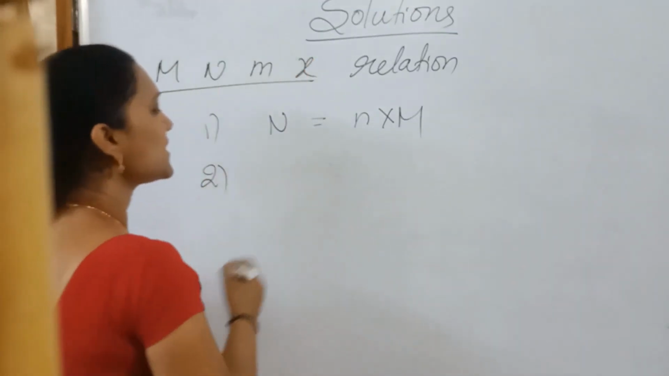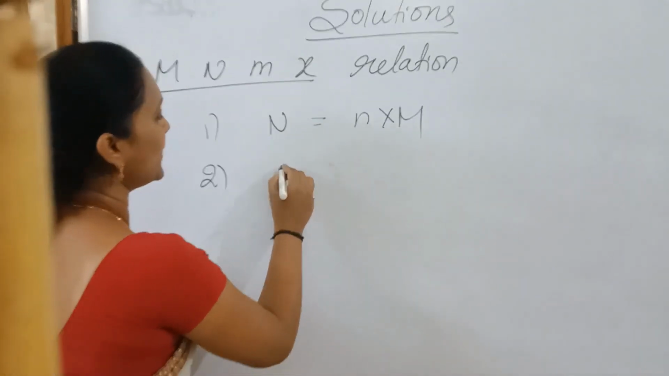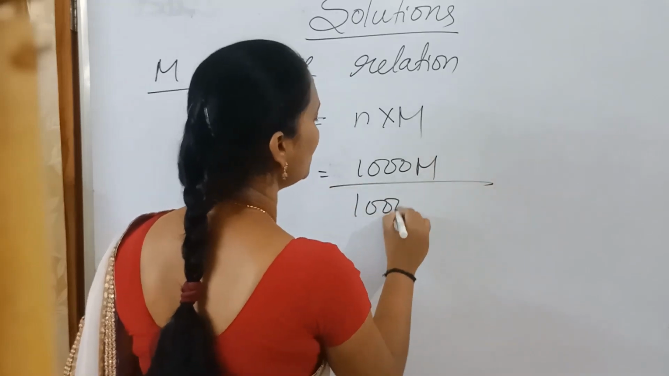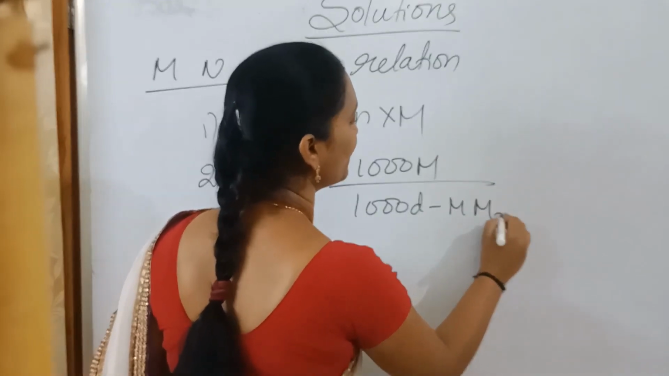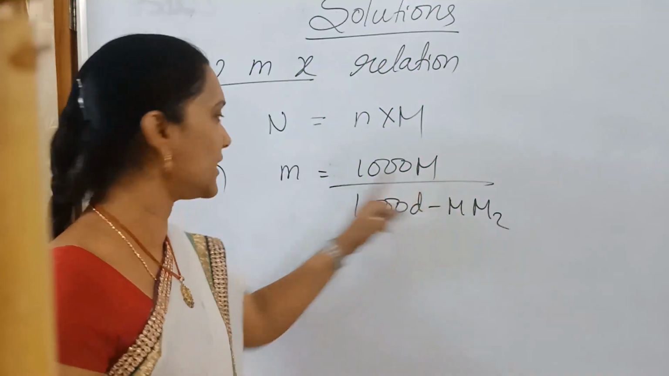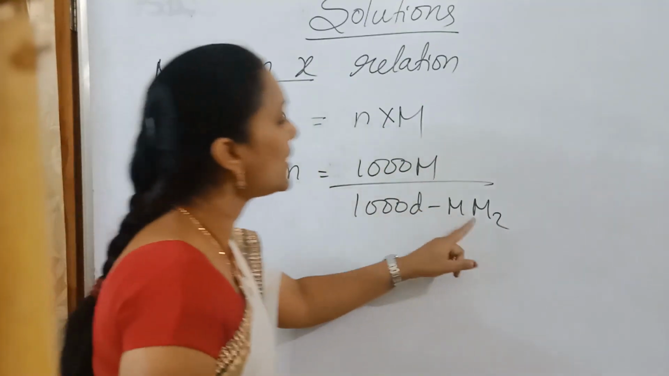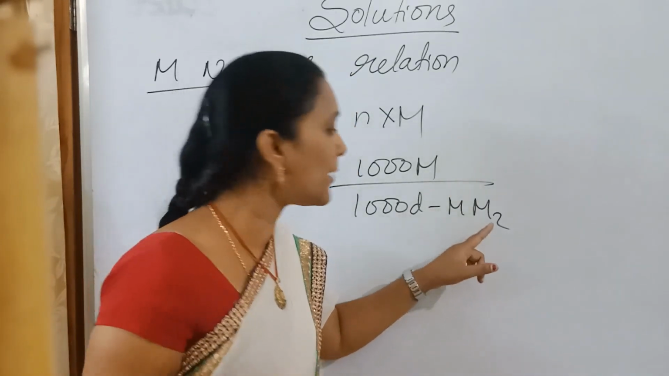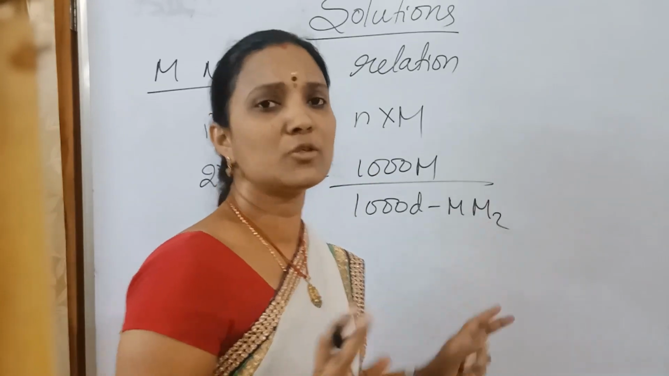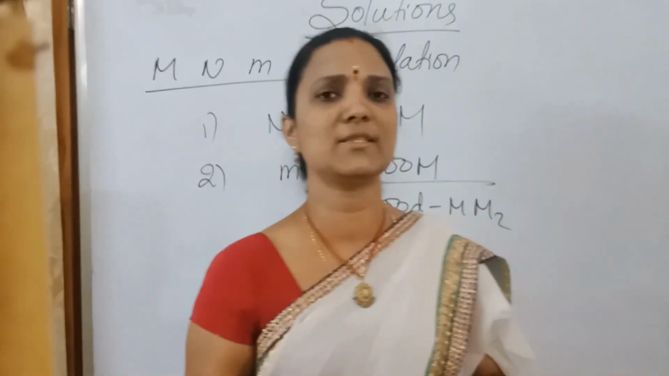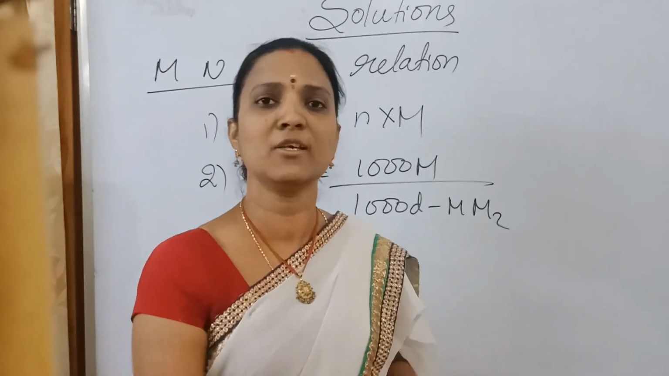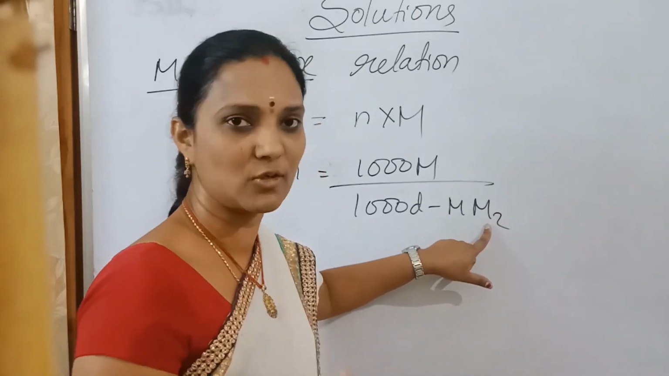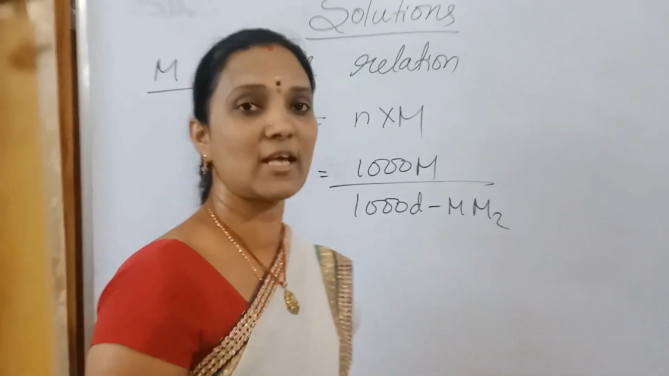And the second one: what is the relation between molality and molarity? Molality m is equal to 1000 M by (1000 d minus M M2). Here capital M is molarity, small m is molality, and M2 is the gram molecular mass of the solute. I am taking 2 to mean the solute. Different people use different notation: either 1 is the solvent and 2 is the solute, or 1 is the solute and 2 is the solvent. Here 2 means solute.